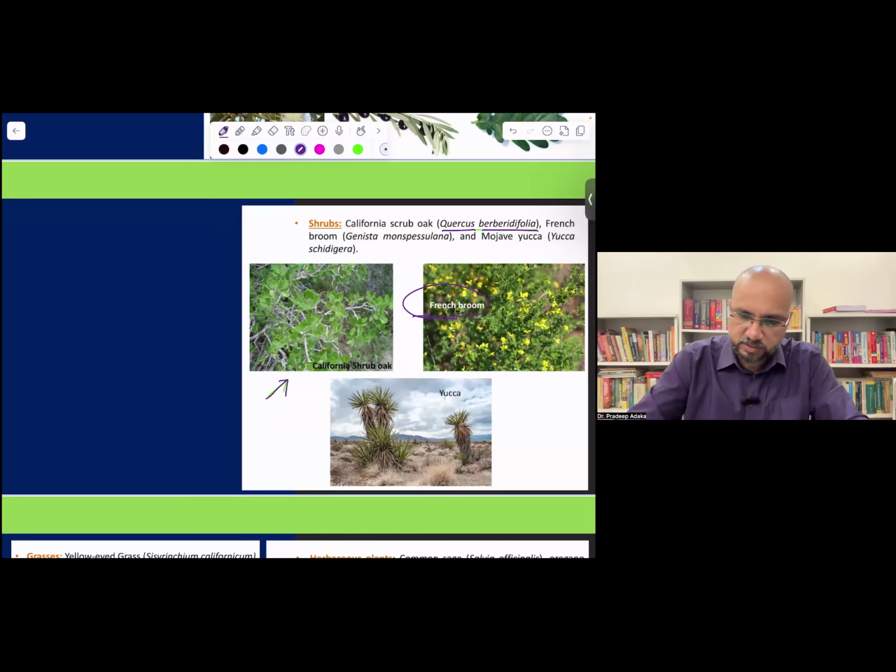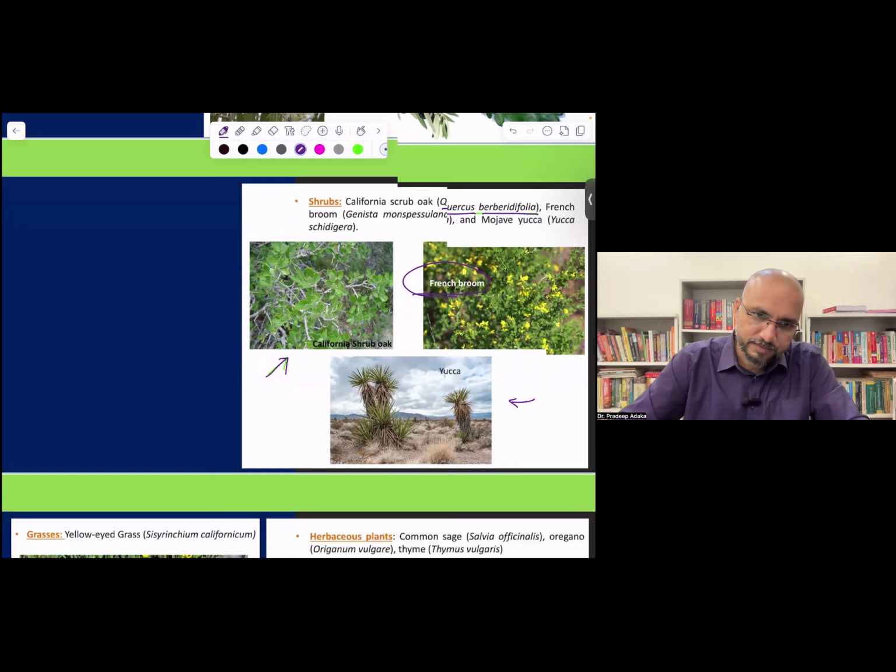Then you have French broom. In Europe, it is common. Then you have yucca. It is also seen in the California region. Yucca moth, yucca plant, mutualism. Remember that yucca.